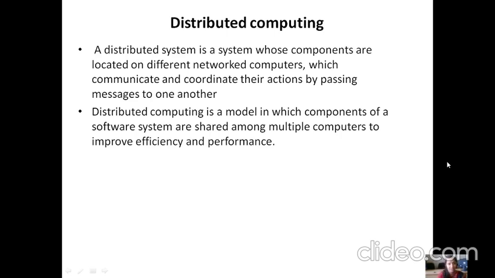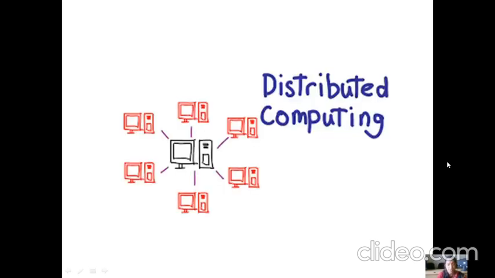A distributed system is a system whose components are located on different networked computers, which communicate and coordinate their actions by passing messages to one another. Distributed computing is a model in which components of a software system are shared among multiple computers to improve efficiency and performance. So just look at this diagram here. This is an example of distributed computing.